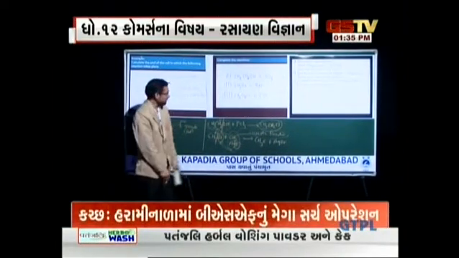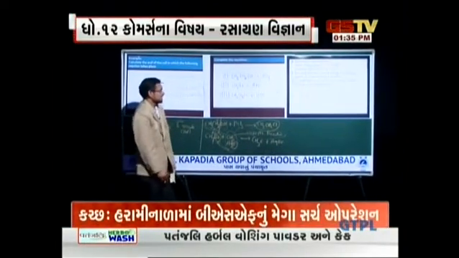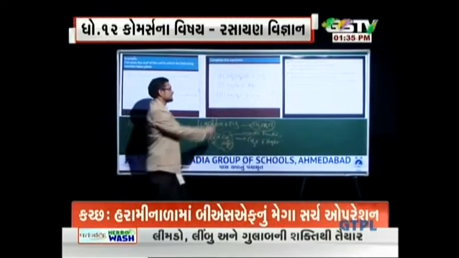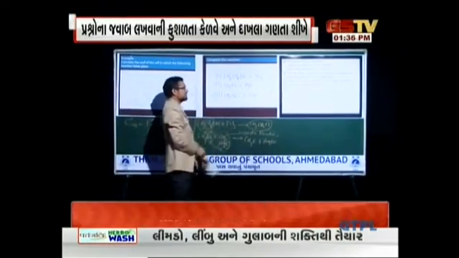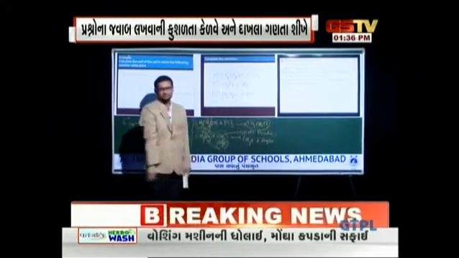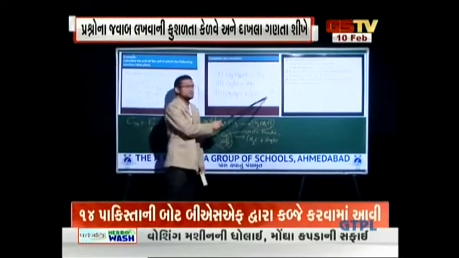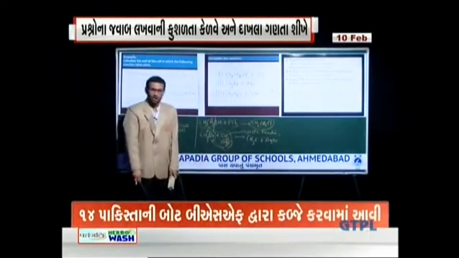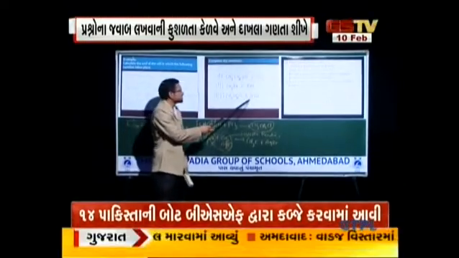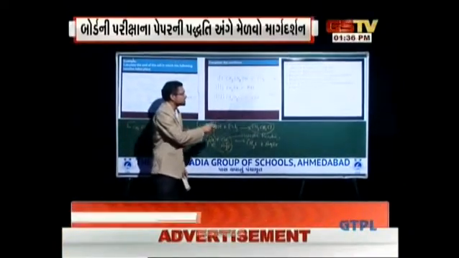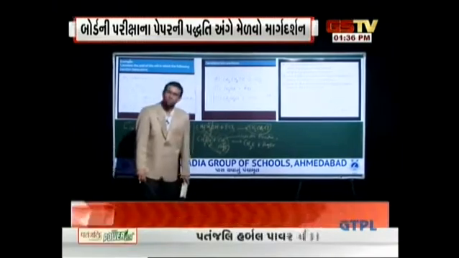Now, if we talk about the next equation, CH3CH2Cl plus KOH, and the reaction is in the presence of alcohol. We will discuss this reaction after a short break.